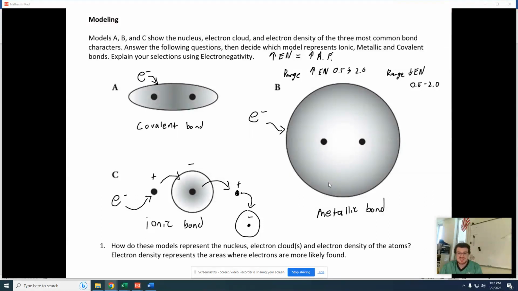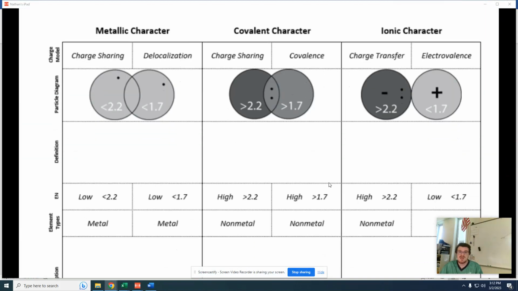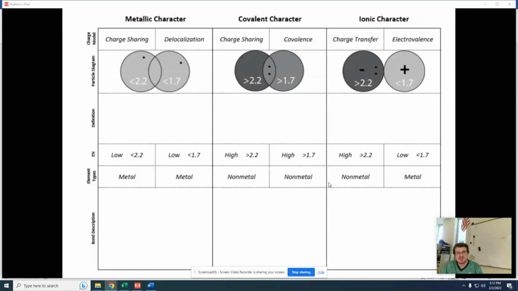But now we're going to transition and put all of this into a notes page. So for the next video, I actually need you all to pull out this page here. Yours looks a little different because there's already some words on it. But in the next video, you're going to watch Mrs. Cat go through these different types of bond character.